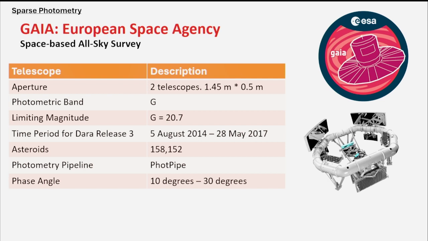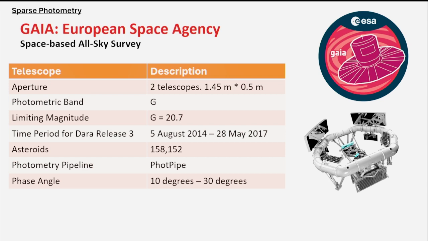So how did I go about getting sparse photometry? For this I used sky surveys. One of the ones I used is the Gaia sky survey. Gaia is a spacecraft that's always orbiting around, and this Gaia Space Telescope has two telescopes and takes its measurements in the G magnitude. This telescope is very good, and it gives us a huge range of phase angles from 10 degrees all the way to 30 degrees. But as I mentioned before, we also need the small phase angles.